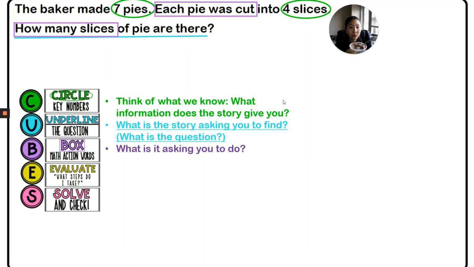And I know it doesn't say in there, but I'm pretty sure they would want it in equal pieces because you don't want one person getting a gigantic piece of pie. So how are you going to show your pies? And how are you going to cut that into four slices?